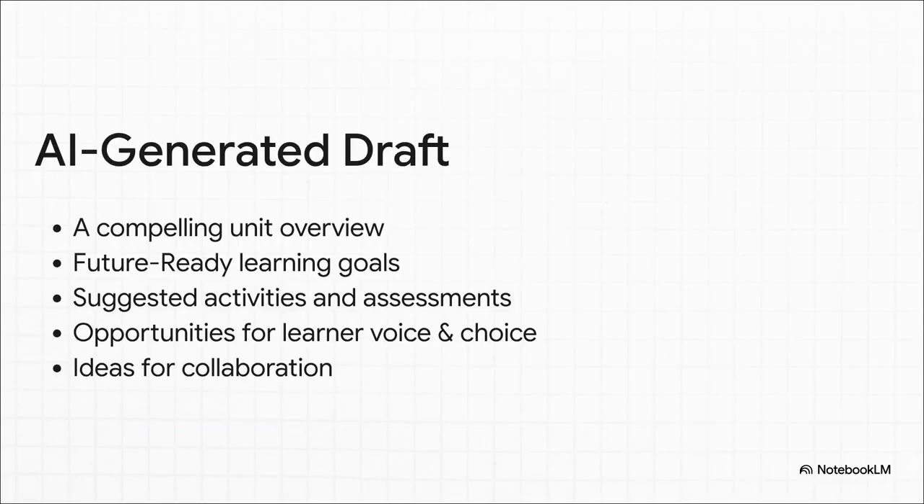and bring that right into the process. And then, in step 3, this is where the magic happens. Based on your answers, the AI generates a pretty comprehensive draft. So instead of a blank page, you get a compelling unit overview. You get learning goals, activity ideas, even specific ways to bring in student voice and choice. It's not the final product, but man, it is a huge head start.